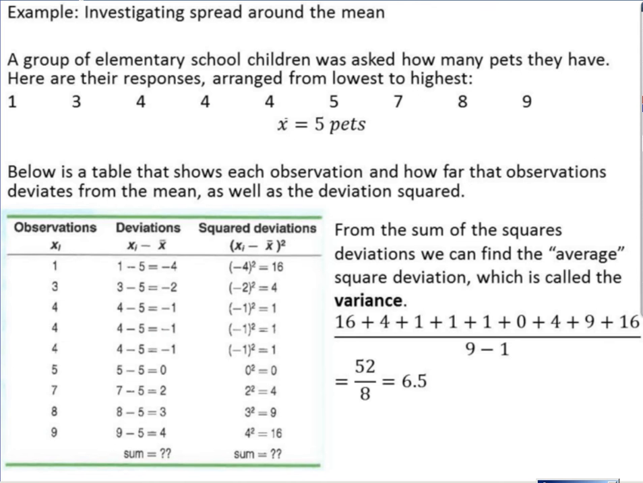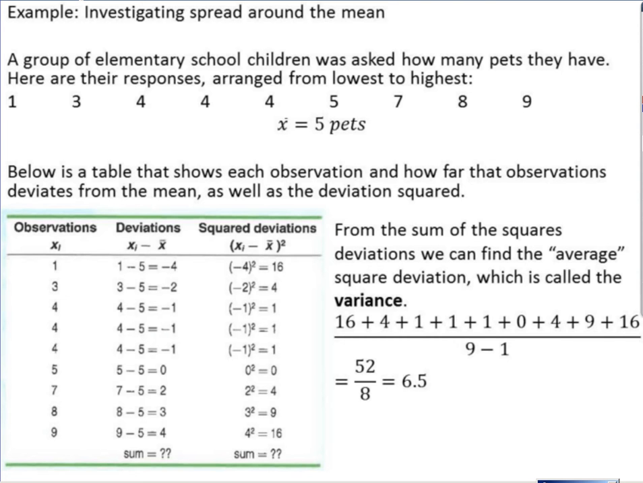So we have our observation. We found our deviation by taking our observation minus the mean. Now these give us positive and negative values. To get rid of that, we're going to square those. Negative 4 squared gives us 16, negative 2 squared gives us 4, and so on and so forth. Then we're going to find the sum of these values.